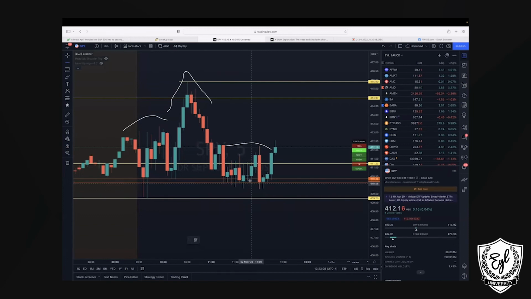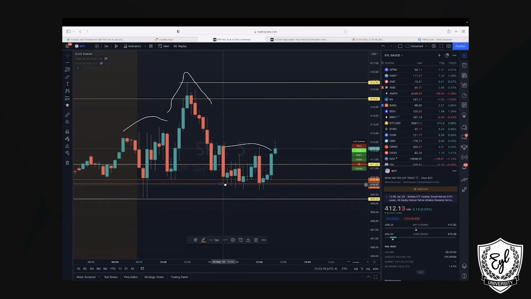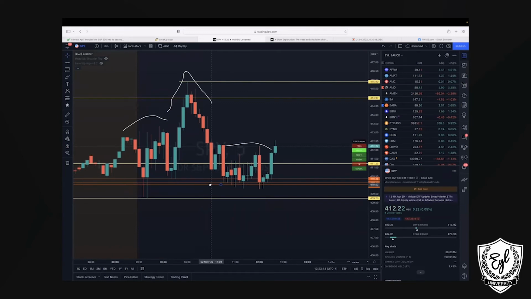So when you have multiple touches like this, what you want to do is bring it into a zone and say, you know what? If we break 410, that's when I'm going to get into puts. So I will just go ahead and get a rectangle, and I will put something like that in green, where it says, you know what, 410 right now is a very critical level for SPY.